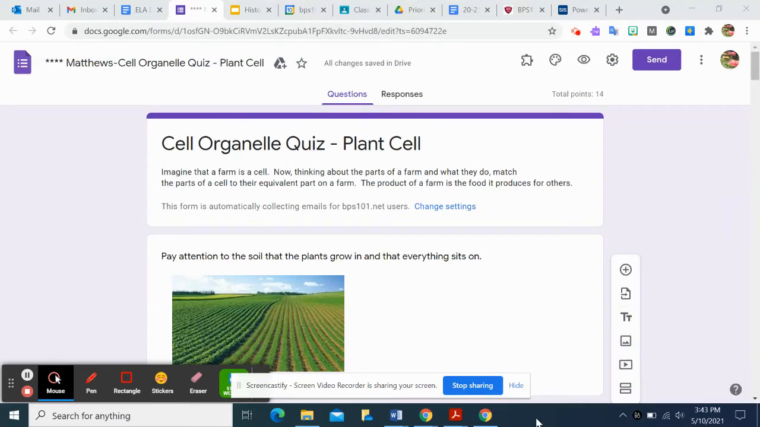All right. Okay, cell organelle quiz, the plant cell. So what you're doing is, this is like a metaphor. You're going to imagine that a farm is a cell. Now, thinking about the parts of a farm and what they do, you're going to match the parts of a cell to their equivalent parts on a farm. The product of a farm is the food it produces for others.